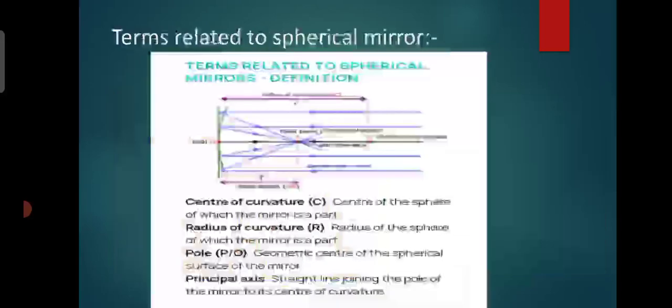Next, terms related to spherical mirrors: center of curvature, radius of curvature, pole, and principal axis. If you look at the diagram very carefully, we can easily understand that C is the center of curvature, R is the radius of curvature, P or O is the pole, and the principal axis is the main axis, the straight line joining the pole of the mirror to the center of curvature.